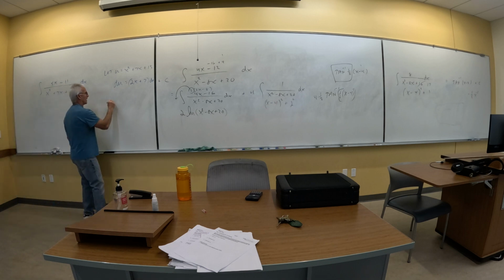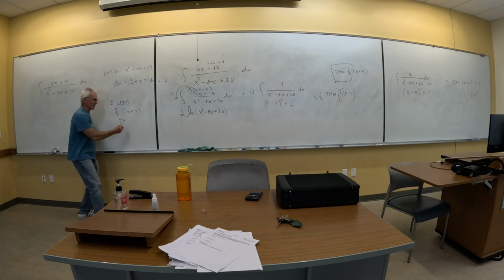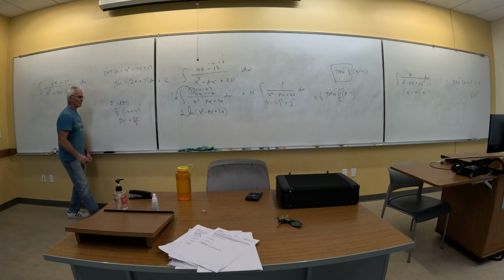So what? I need 5 halves times 2x plus 7. How do I know? Because that's how I get the 5x part. So what constant do I need? Five halves times 7 is 5 times 7 is 35. Okay. Do we agree that's what I need?